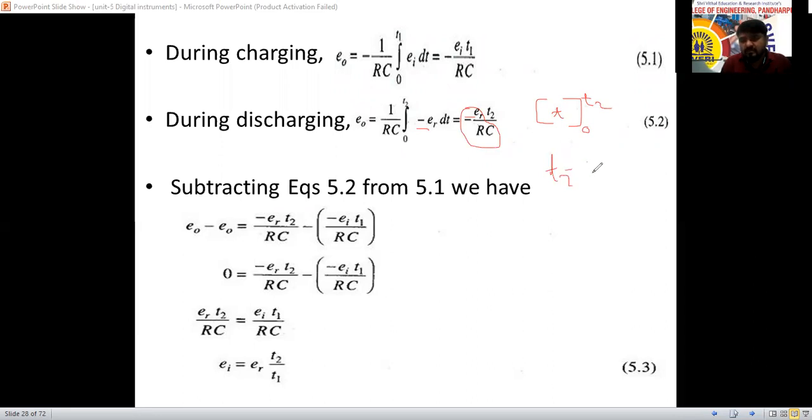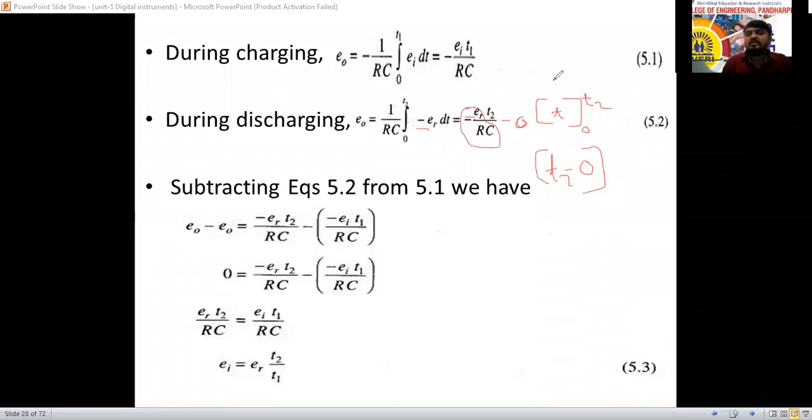Yes, we get T2 minus 0. Yes, sir. So on that condition, T2 into minus ER by RC, so minus ER into T2 divided by RC. One term we have written, and in the minus this one, minus I will write this ER RC into 0, that is nothing but 0 only we will get here.